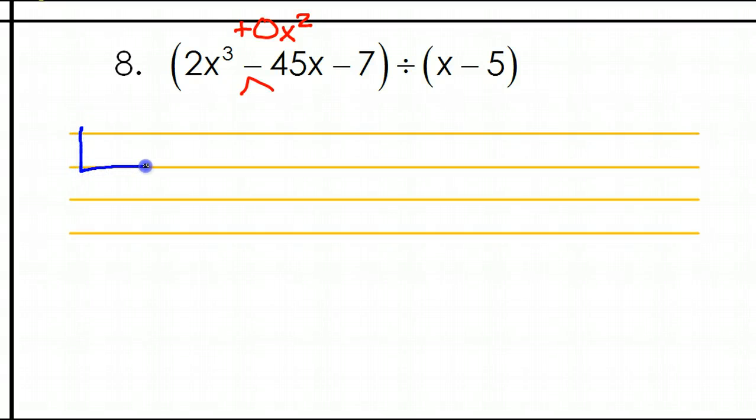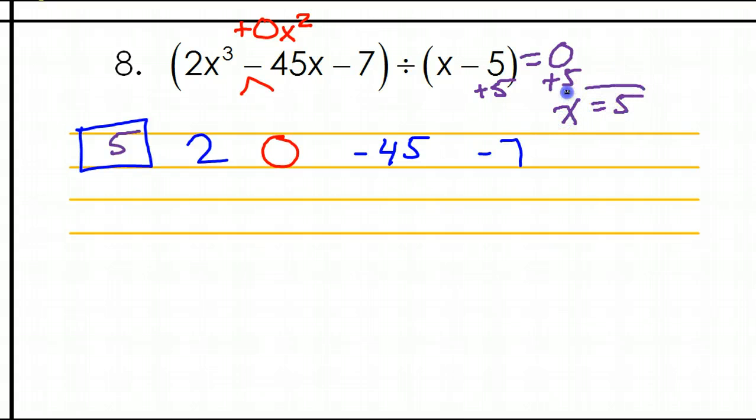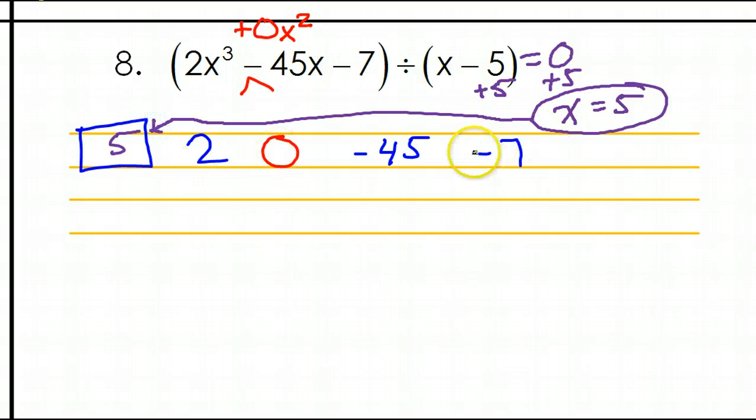Okay, so the box goes here. The coefficients are 2, and then 0. Put it in red to make it super clear. 2, 0, -45, -7. Okay, in the box, I will have a positive 5. It's what you get by setting this equal to 0 and solving. You wind up adding 5 to both sides. You get x equals 5. So that's the reason why it's a 5.